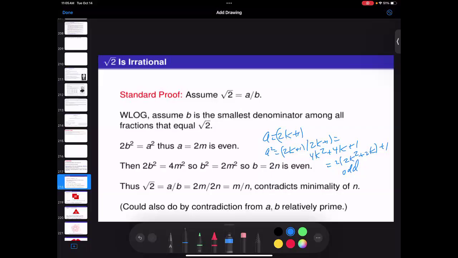As a nice exercise, prove the square root of p is irrational, or if n is not a perfect square, prove the square root of n is irrational using an argument like this.